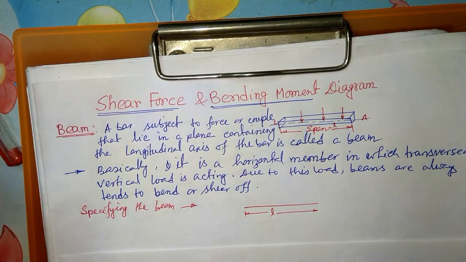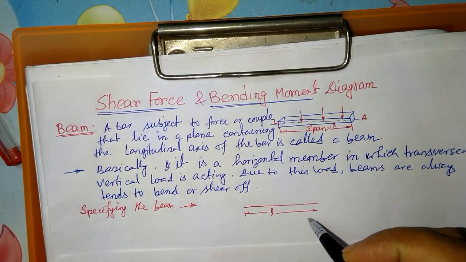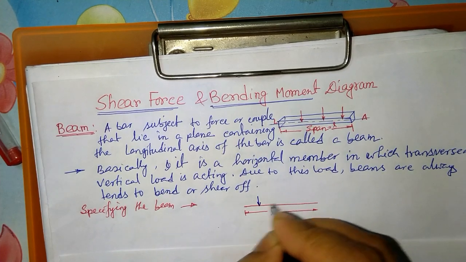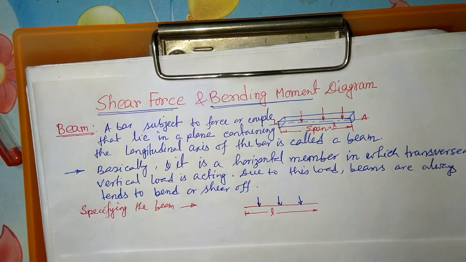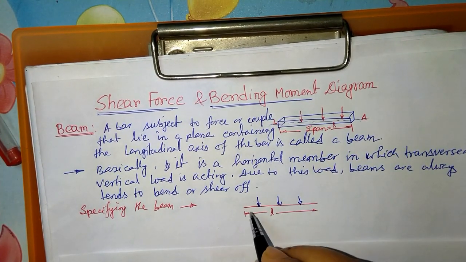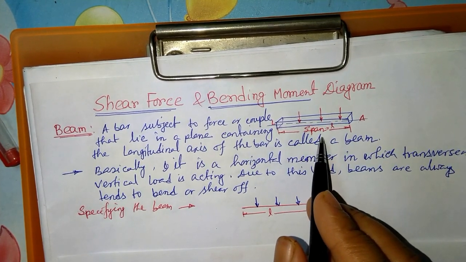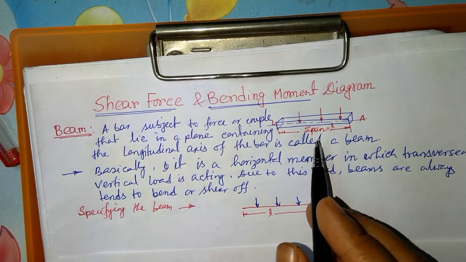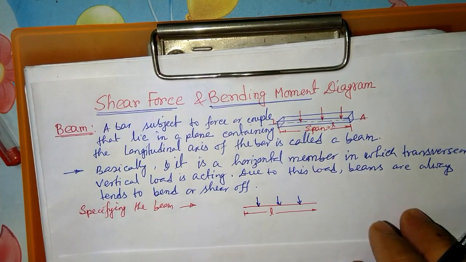So a beam is specified by the span of the beam and the forces acting on the beam. In this manner, basically by the longitudinal axis of the beam, we specify it. So there is no need to always draw this 3D figure. We only need to draw the longitudinal axis, whose length is equal to the span, and we have to draw the forces or couples acting on it.